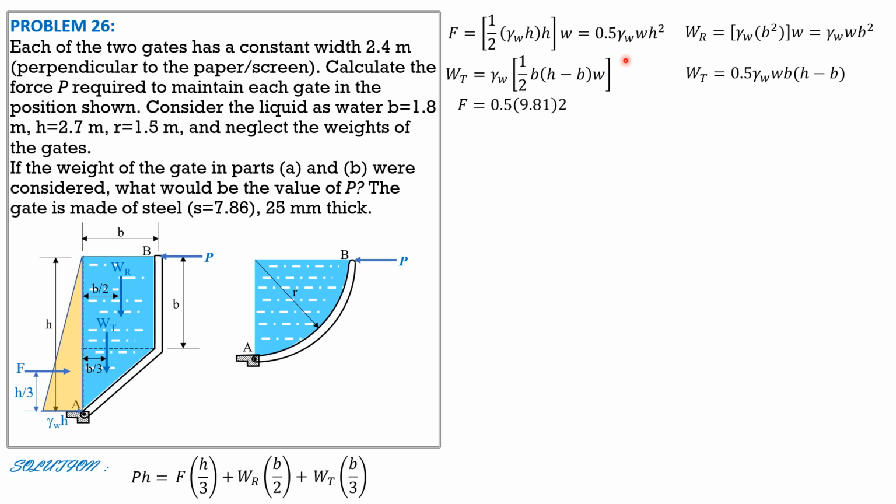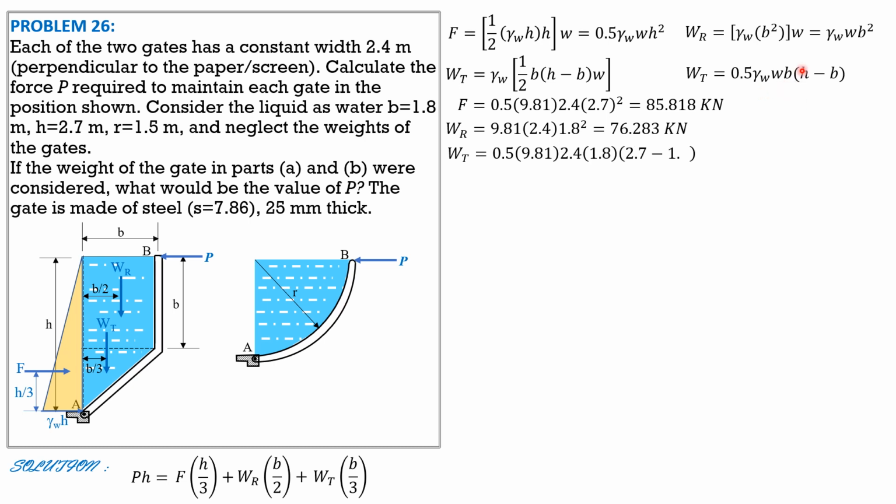Computing for F, 0.5 times 9.81 times 2.4 times 2.7 square. So F is 85.818 kilonewtons. WR is 9.81 times 2.4 times 1.8 square, 76.283 kilonewtons. WT is 0.5 times 9.81 times 2.4 times 1.8 times 2.7 minus 1.8. So that's 19.071 kilonewtons. Substitute in this formula here.